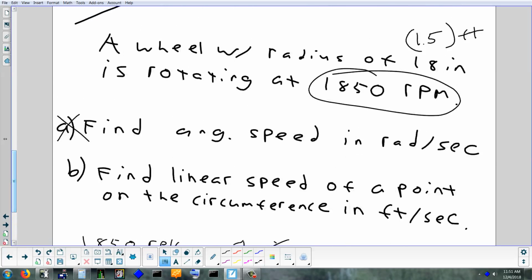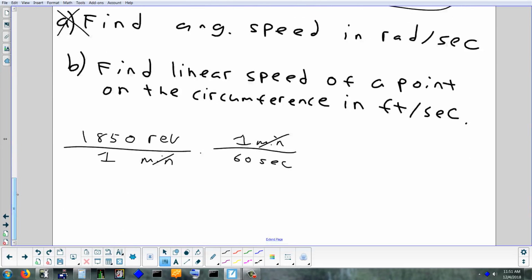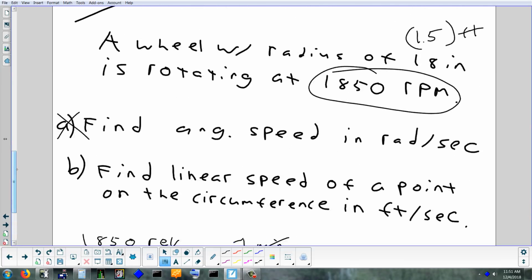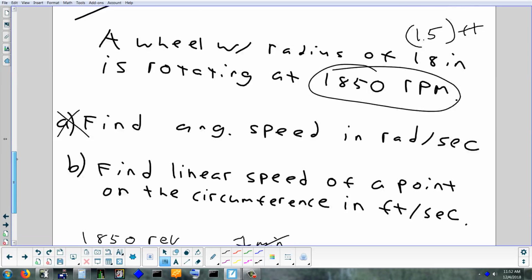So they were a little tricky because they gave me the radius in inches, but then they want the final answer in feet. So I had to change inches to feet. All right, so this is a wheel that's a 1.5 foot radius. That's a pretty big wheel. It's not a car. That's much bigger than a car wheel. It's like a tractor wheel or something. It's like 3 feet across, so it's big. So it's 1.5 feet.